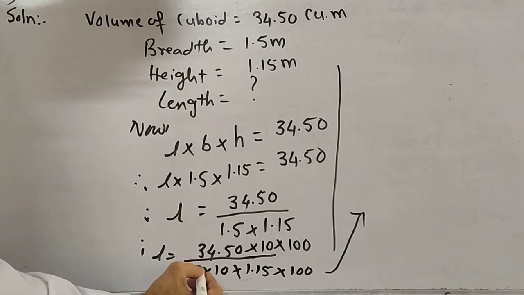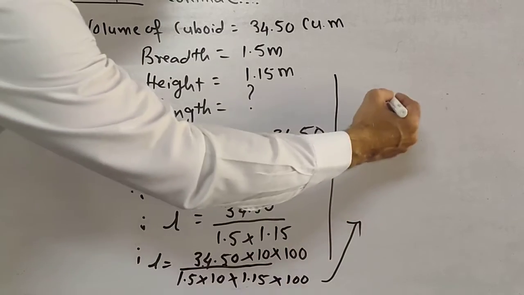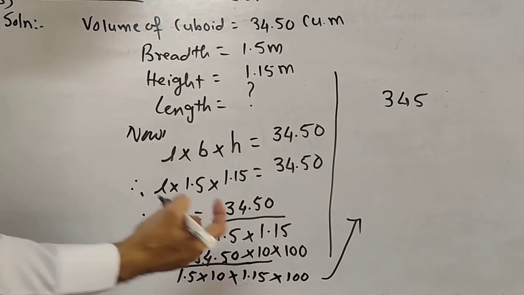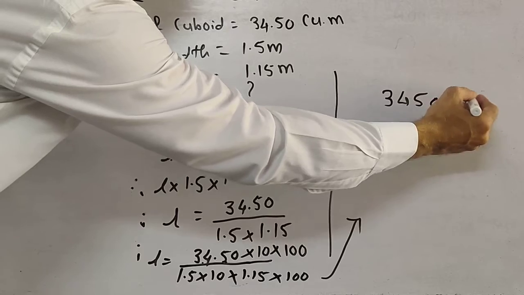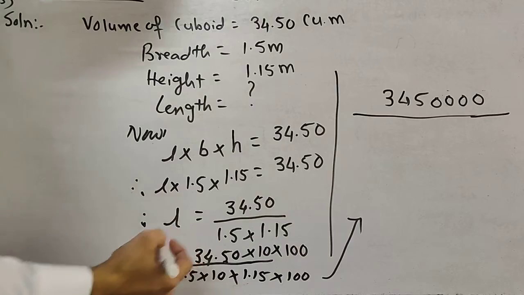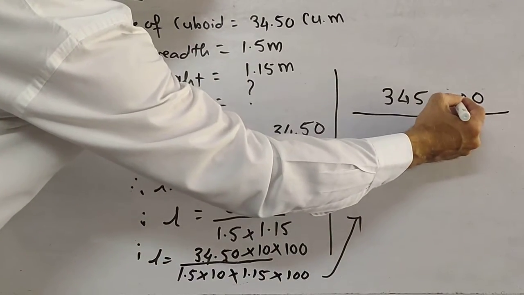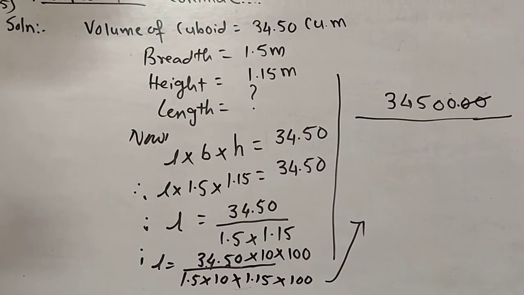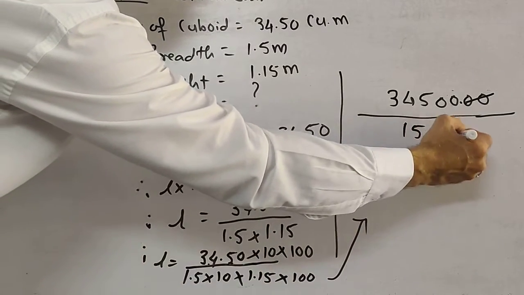All of you have understood how to remove the decimal point. Now here 3, 4, 5 will be the same. How many zeros are there? 1, 2, 3, 4. After the decimal point there are 2 digits here, so I will leave 2 numbers from the back side and put the point here. This 2 will be cancelled. 3, 4, 5, 00. And here it will become 15 and 115.